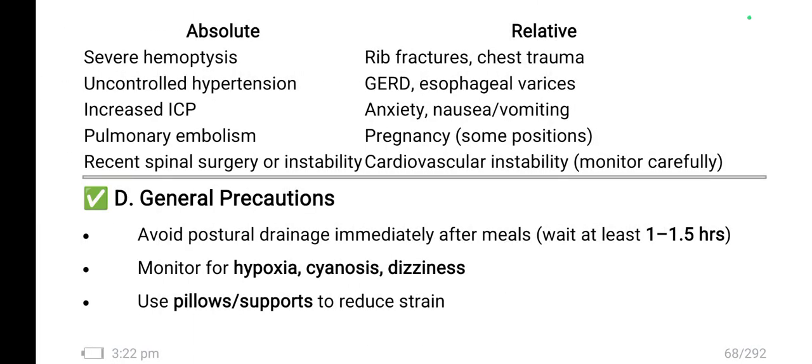Absolute contraindications: severe hemoptysis, uncontrolled hypertension, increased ICP, that is intracranial pressure, pulmonary embolism, recent spinal surgery, or unstable patients. Relative contraindications: rib fractures, chest trauma, GERD, gastroesophageal reflux disease, esophageal varices, anxiety, nausea, pregnancy in some positions, and cardiovascular instability. Monitor carefully. What are the general precautions?